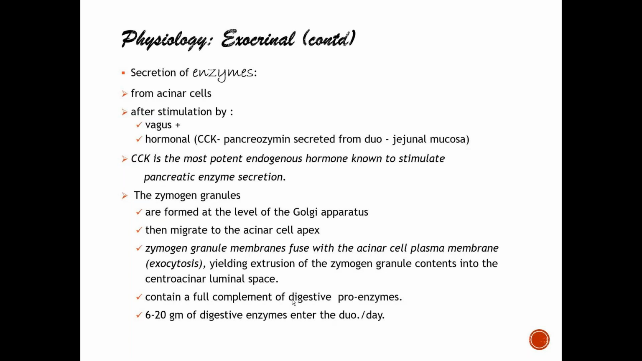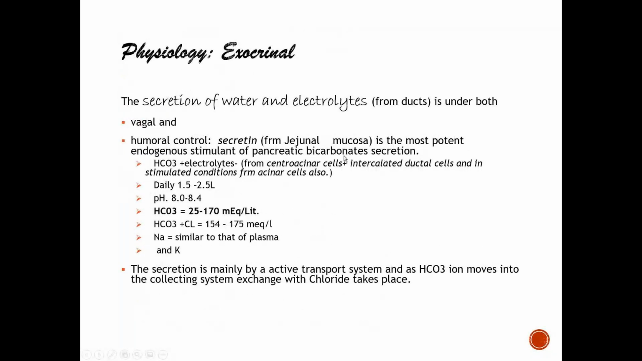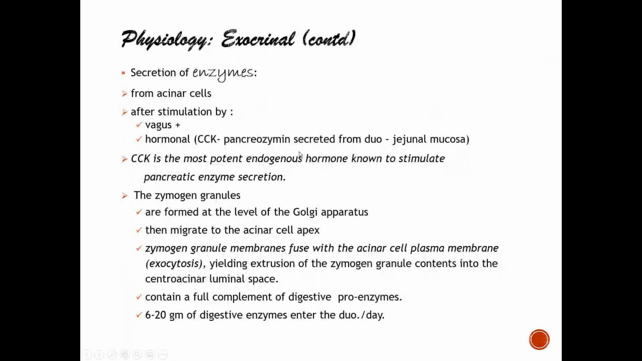Obviously, the acinar cell. And how does it occur? Here also, stimulation of vagus. But here the hormonal stimulation is different. There it was secretin from jejunal mucosa. Here it is pancreozymin or cholecystokinin secreted from the duodenal and jejunal mucosa. Most potent endogenous hormone for pancreatic enzyme secretion. Secretin was the most potent for pancreatic bicarbonate. Cholecystokinin pancreozymin is from the duodenal mucosa and most potent for pancreatic enzyme secretion.